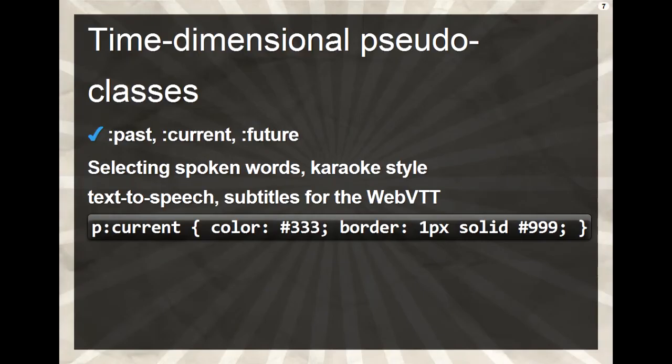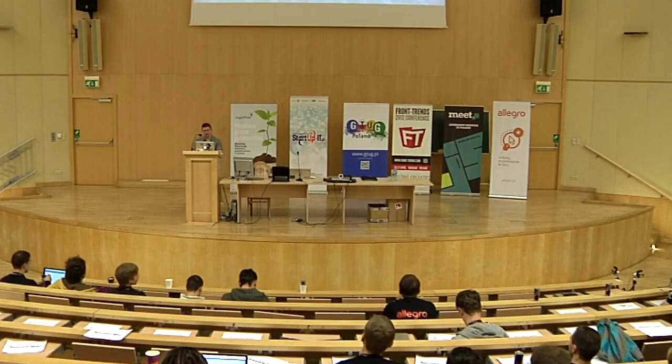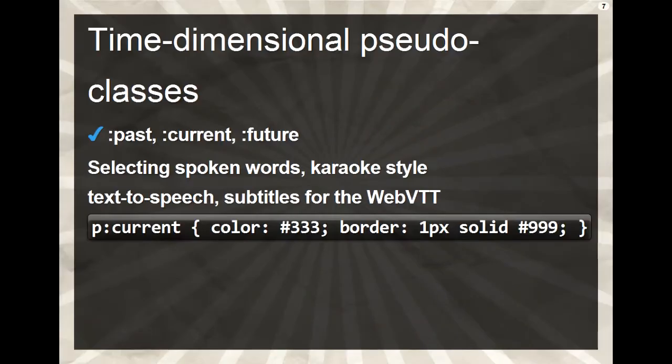The time-dimensional pseudo classes, they are quite tricky. The past, current, and the future. We can describe them as pseudo classes that can be, for example, used in the text-to-speech generation when the words are spoken to us, and we can select those words and style them properly. Or, for example, when we are watching the video on the website, we can color the words that are spoken in that part of time.